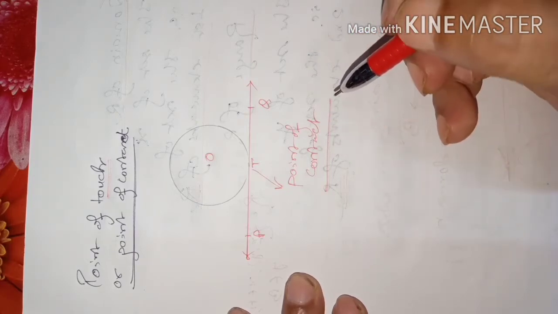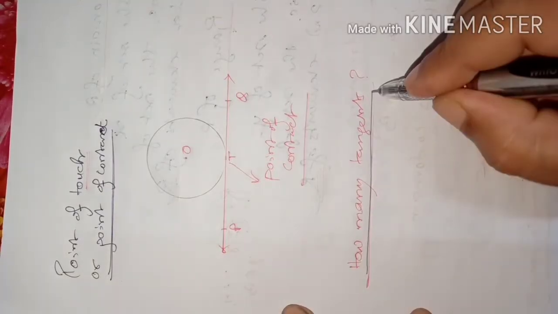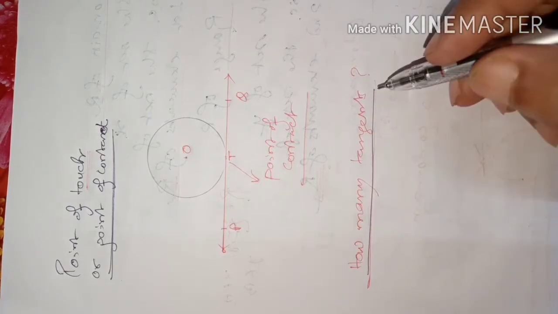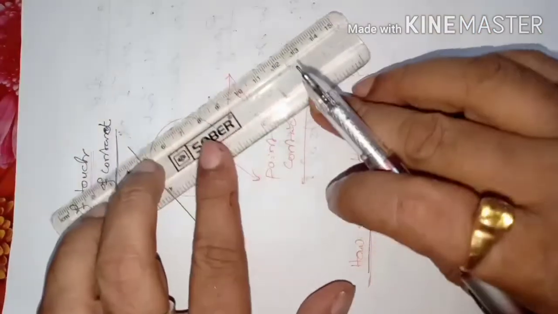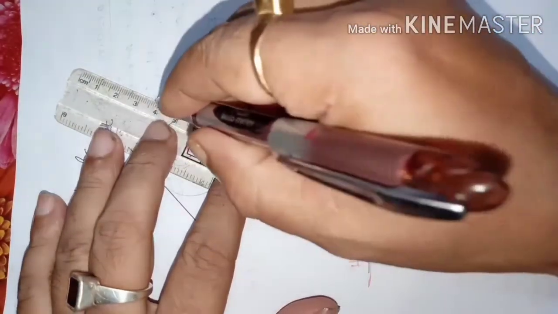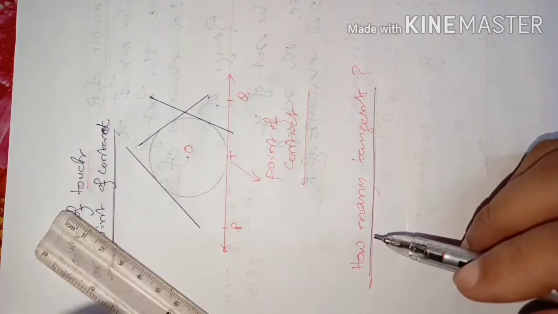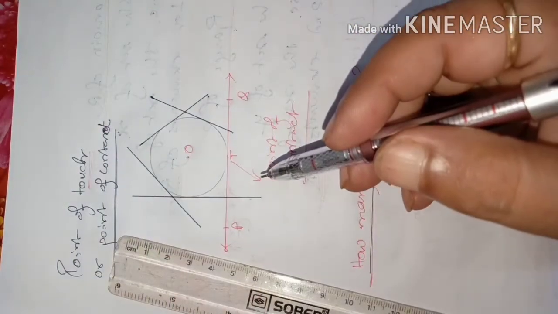Got the idea? So now my next point is, how many tangents can we draw to a circle? We can draw an infinite number of tangents to a circle. Just see, if I want to draw a tangent here, I can draw. I can draw a tangent here also. I can draw a tangent here. So at the circle, you can draw so many tangents, because tangent means a line which will touch and go, no? It will touch at a point and it will go.